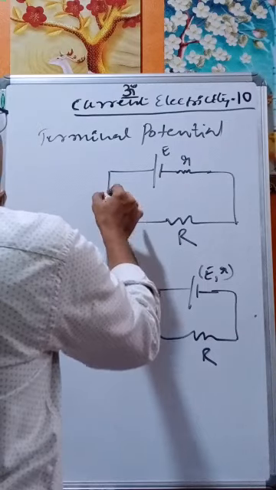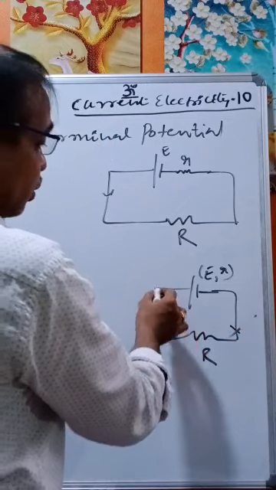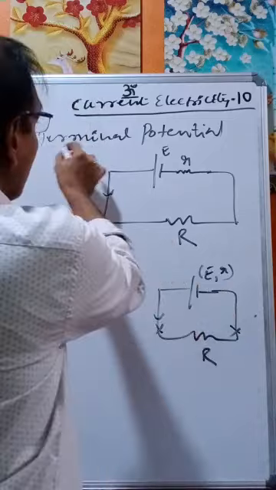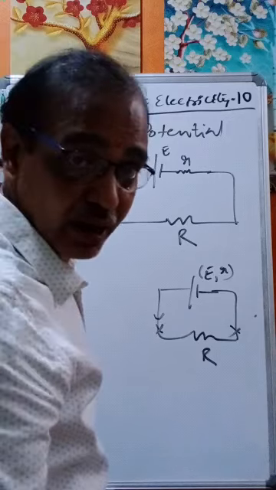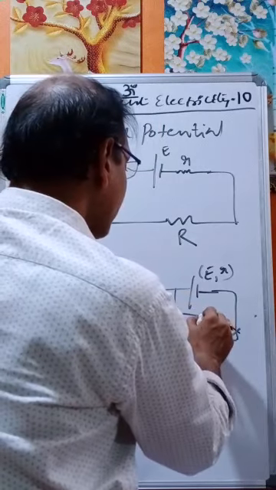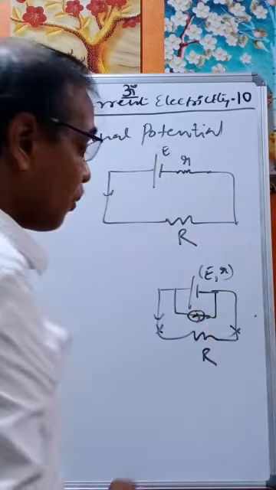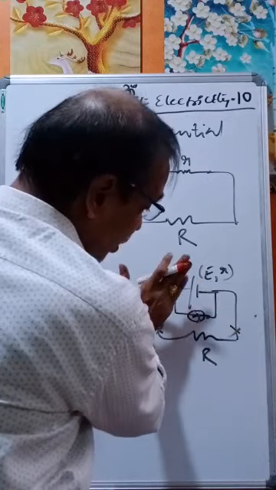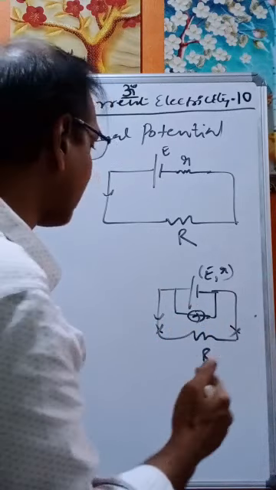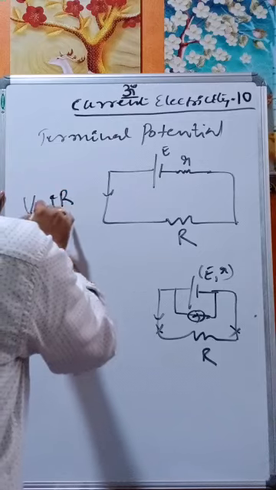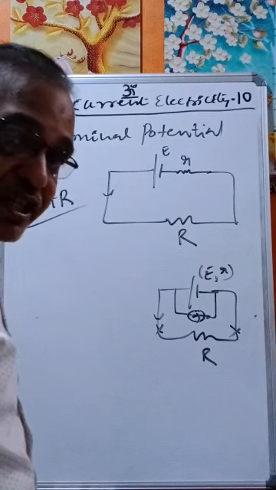Now what happens here? See, this is the resistance R, the resistance between the two terminals. The terminal potential is the potential across the external resistance, or the potential between the two terminals. The potential across the external resistance is called the terminal potential. V is equal to IR.